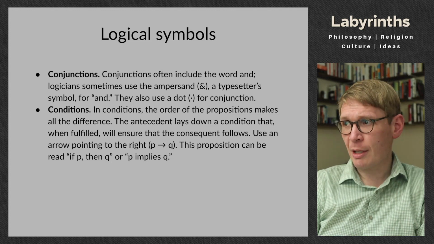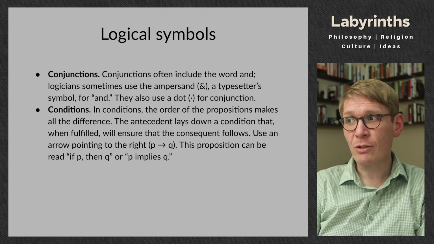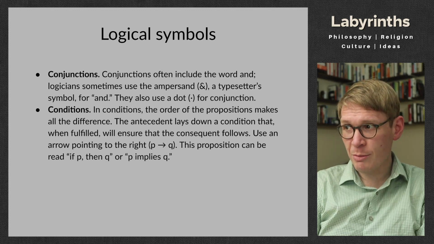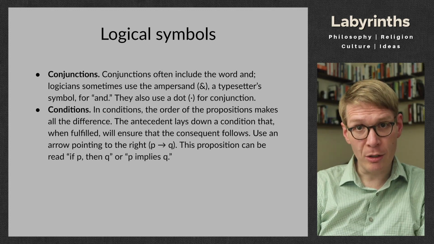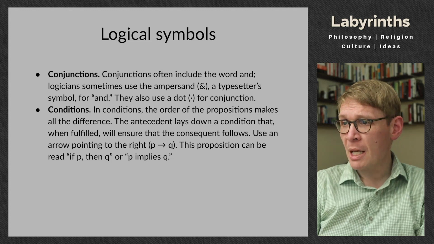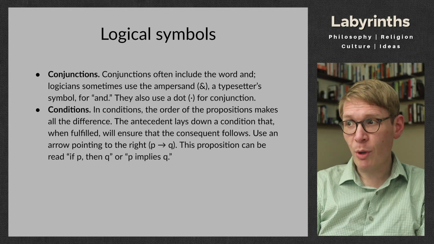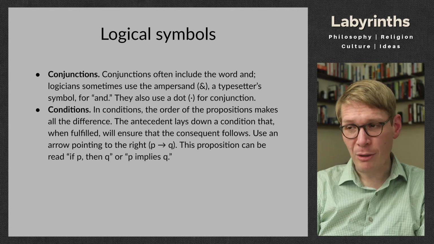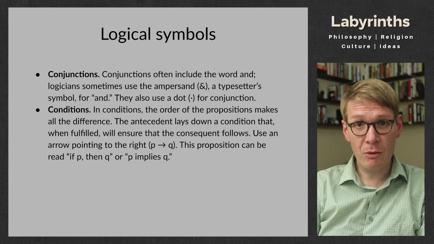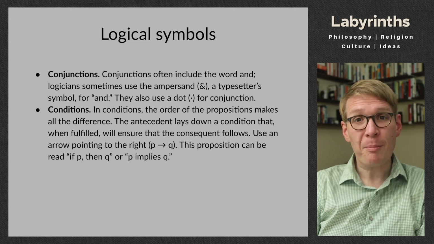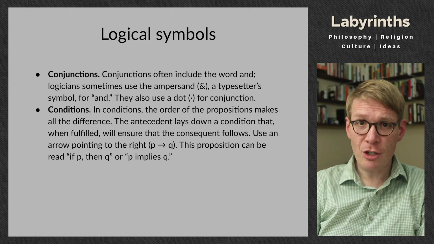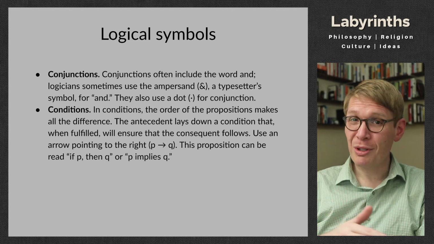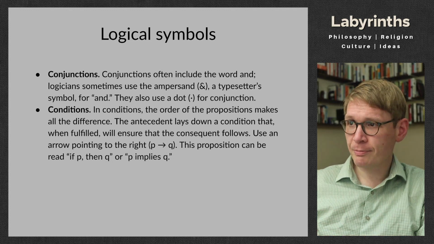In conditional statements, the order of the propositions makes all the difference. As we said, the antecedent comes first, the consequent comes second. It matters what order they're in. You're making an if-then statement, and in that case, you use an arrow pointing to the right. This emphasizes that in fact the order matters. You can say if P then Q, or you can read this as P implies Q. Implication means here, if the first one is true, then the next one will necessarily also be true.